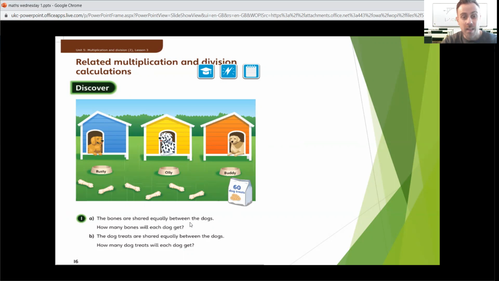Think about it. The key part there is shared equally. So think about what kind of problem that one is. And then I'm going to read them both out now. So 1B, the dog treats are shared equally between the dogs. How many dog treats will each dog get? So remember, there's 60 dog treats in the packet. So the key part of that question is shared equally. That will let you know what kind of problem they are. So you're going to have a little go at those two now. So pause the video and then I'll come back with the answers.